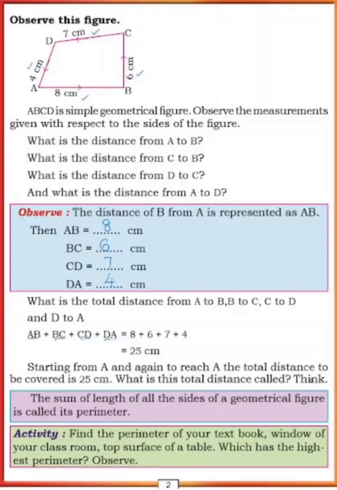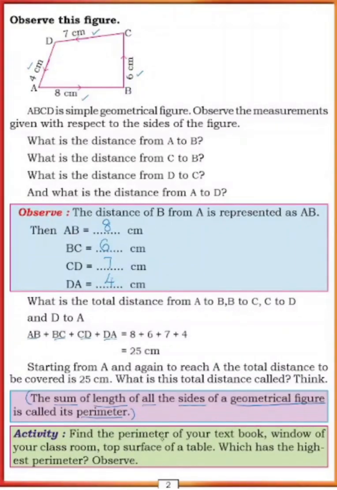What is the total distance called? Think. The sum of length of all sides of a geometrical figure is called its perimeter. So, perimeter is the sum of length of all the sides of a geometrical figure. Okay, so this is very important, where we need to define perimeter.